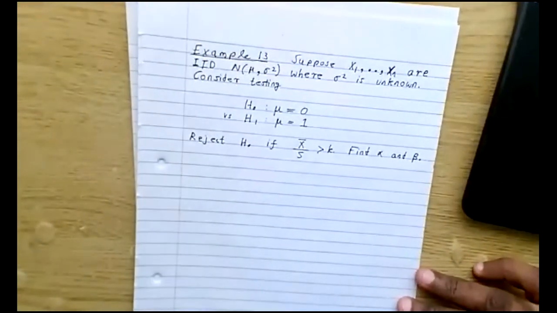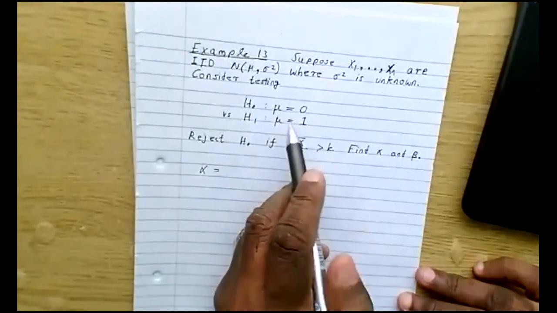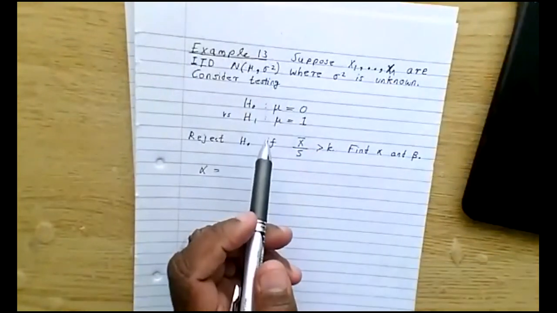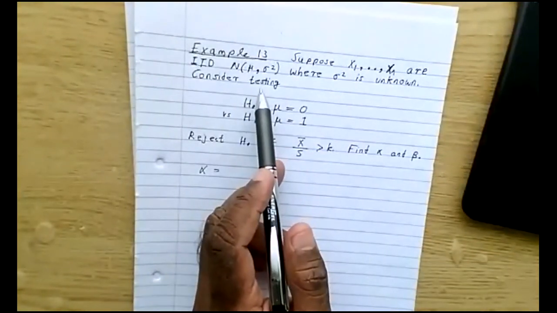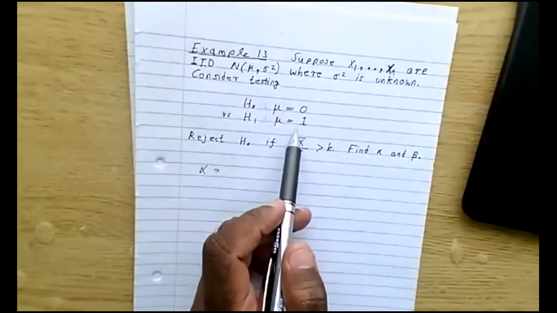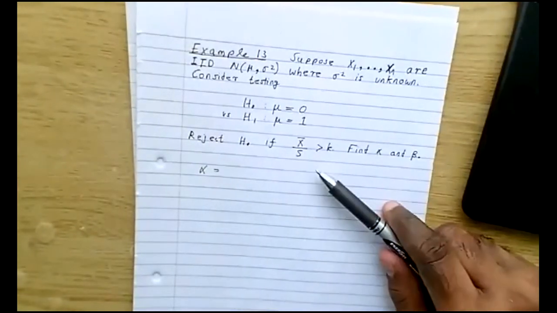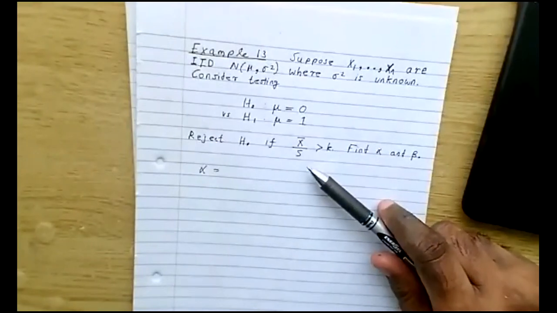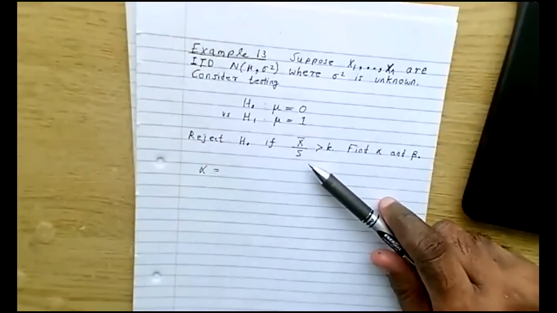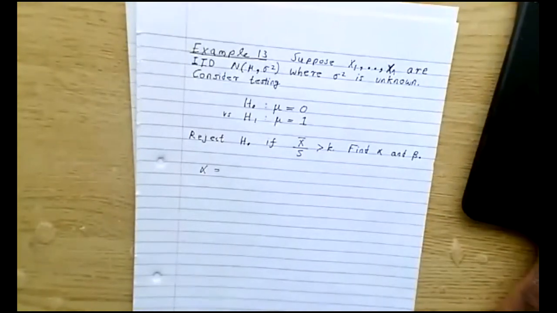The next example I'm gonna do, hopefully the computer will hold, not giving me trouble, is this one. So here you have a random sample from this, right? And you want to test whether mu equal to zero versus mu equal to one. And the rule for rejecting is this, right? X bar divided by S, S is the sample standard deviation, greater than K, right? Okay.